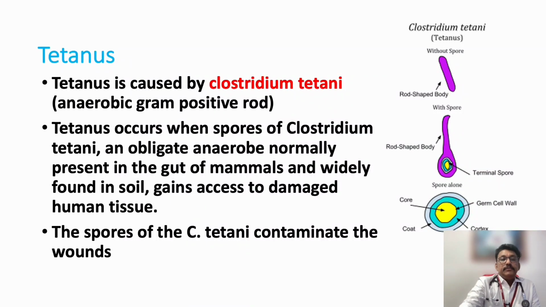Tetanus is a disease which occurs when the spores of Clostridium tetani enter a wound. Normally this bacteria is seen in soil. It gains access to damaged human skin, and through that it gets inside the tissue. Actually, the spores of this organism contaminate the wound. From the wound, it grows and becomes the actual organism and produces toxin and toxin-induced problems there.